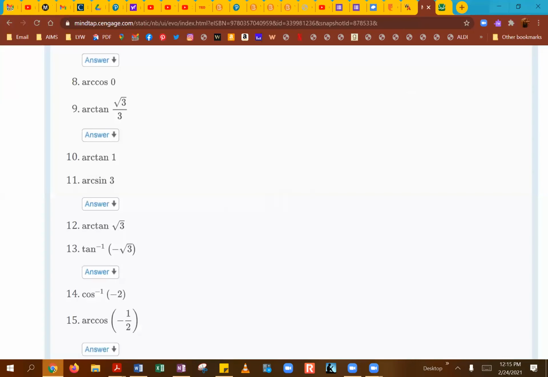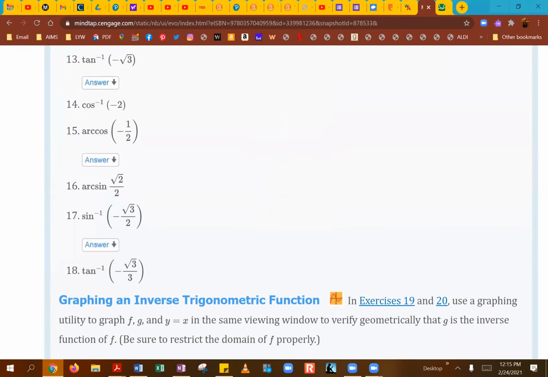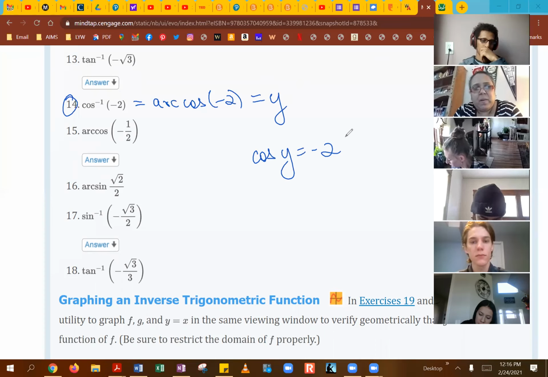Let's see, what else do I have for us here? Number 14. This one is just changing a notation a little bit. Instead of arc cosine, we are using cosine inverse, but remember, this is the same thing as arc cosine of -2. So if you have y equals arc cosine of -2, remember that will translate as cosine of y equals -2. So what do you think you will have for this one? Number 14.